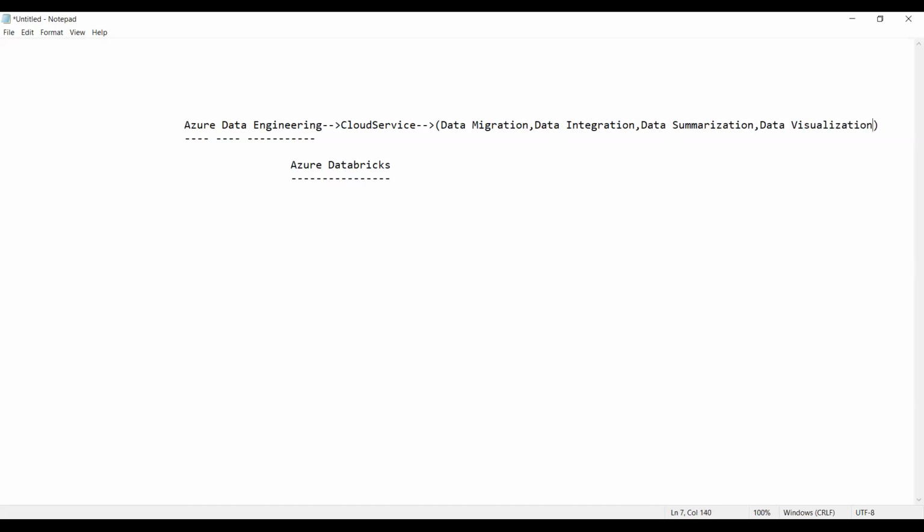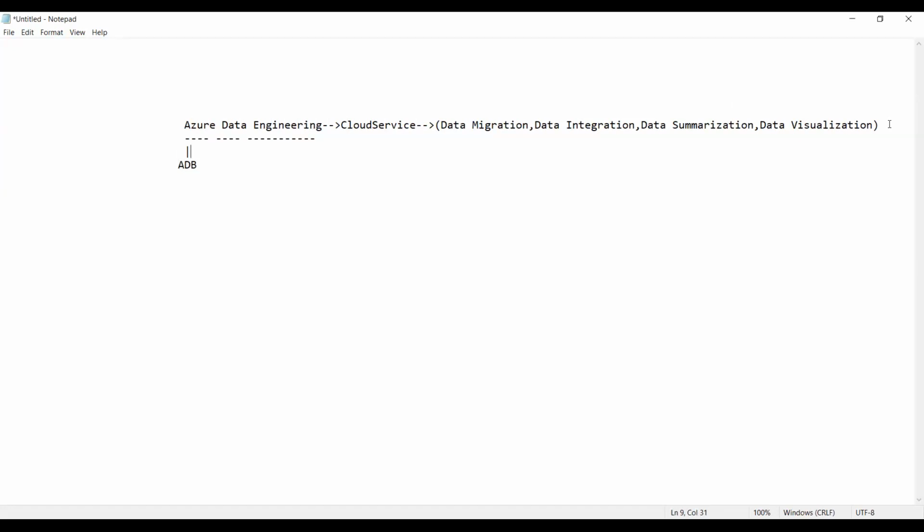These are some of the tasks which are packed into Azure data engineering. To achieve these tasks, Azure data engineering is provided with the following services. The first service is called ADB, that is Azure Databricks.